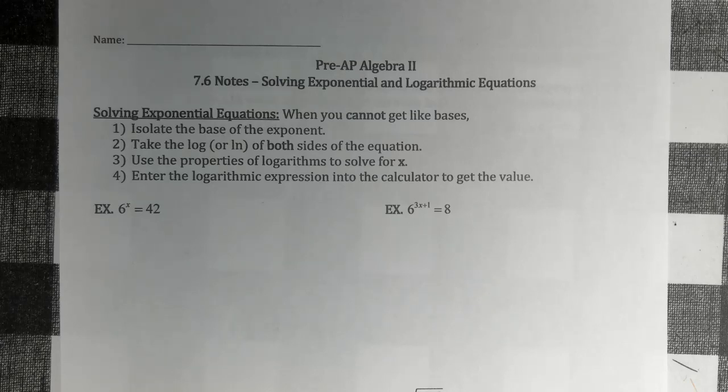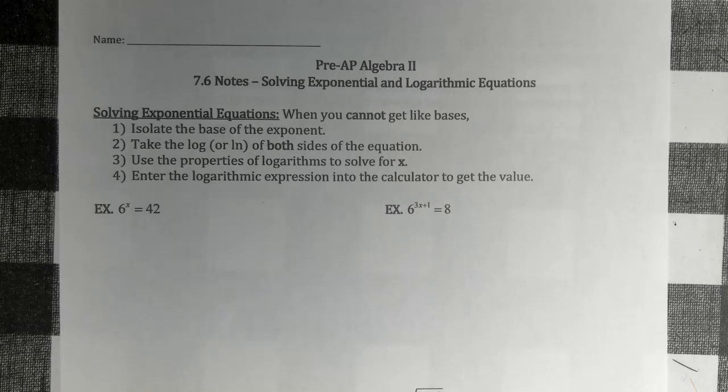With exponential, your goal is always to try and get like bases. If you can't do that, then what you need to do is isolate whatever is being raised to the exponent with your x, and then take the log or natural log of both sides. If I'm looking at 6 to the x equals 42, I cannot manipulate 42 to have a base of 6. Yes, 6 times 7 gives me 42, but that's not what I'm doing. I'm doing 6 raised to an exponent to get me 42, which would never work.